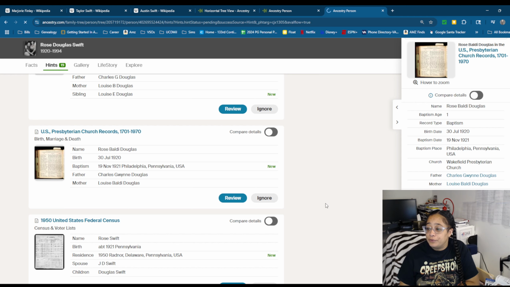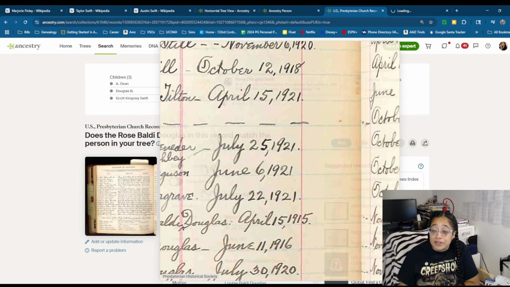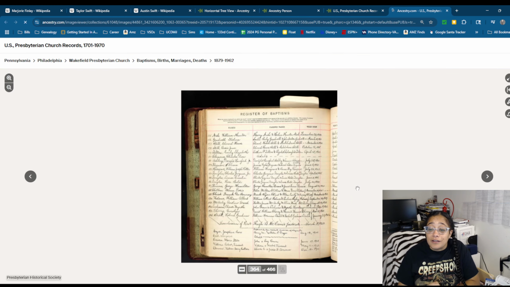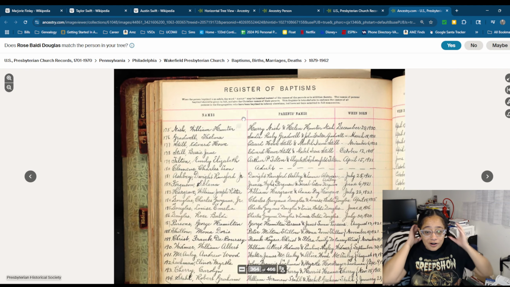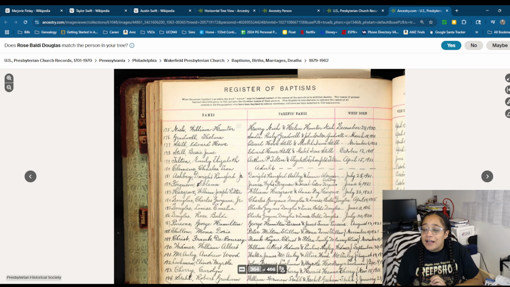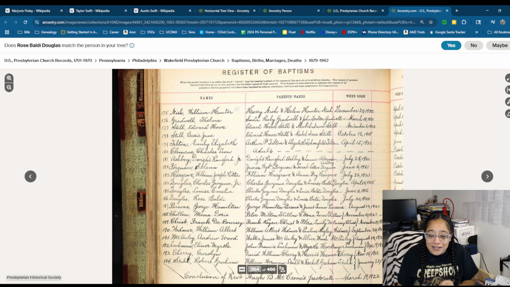So we're going to hit view record page here, and we are going to go ahead and right click and open this in a new tab. So this is lovely. It is handwritten. We have here a register of baptisms. I love to look at this stuff. Oh, how gorgeous, right?